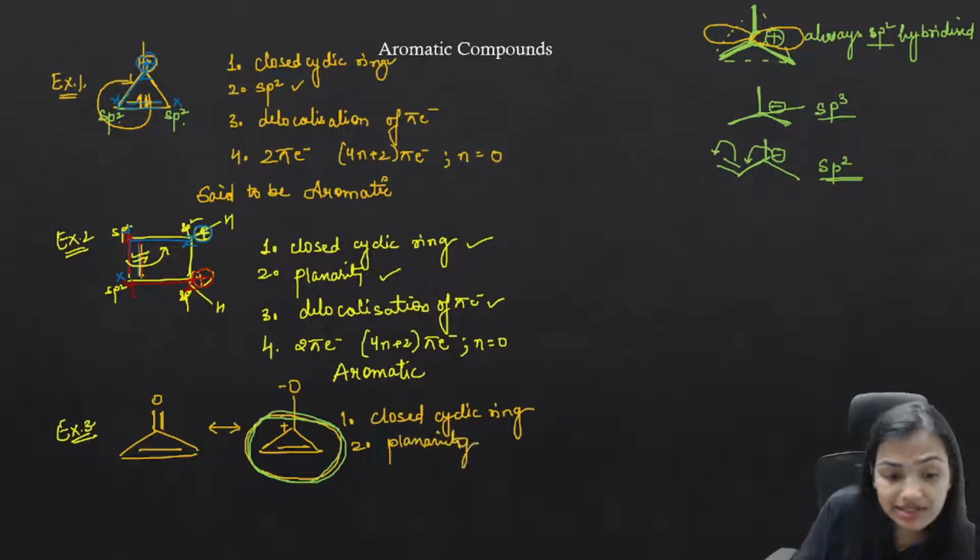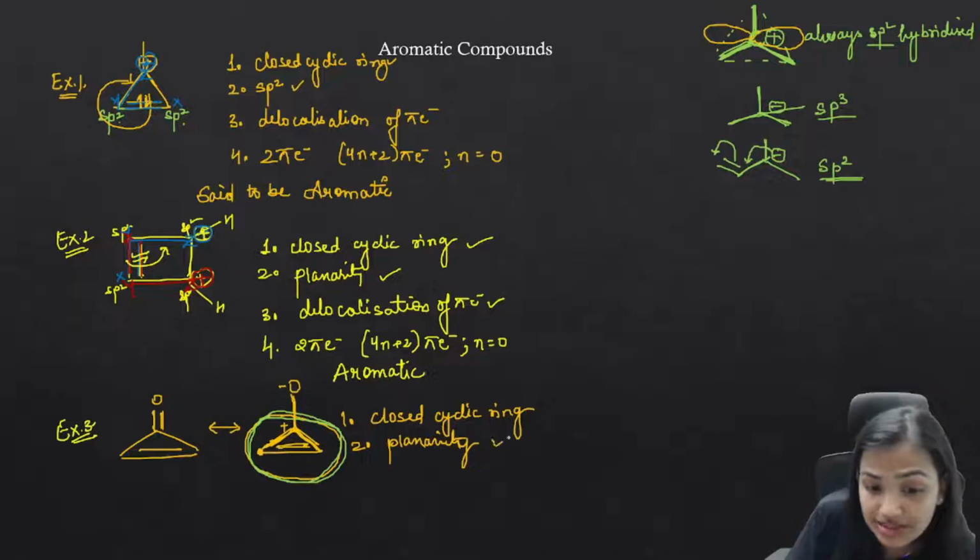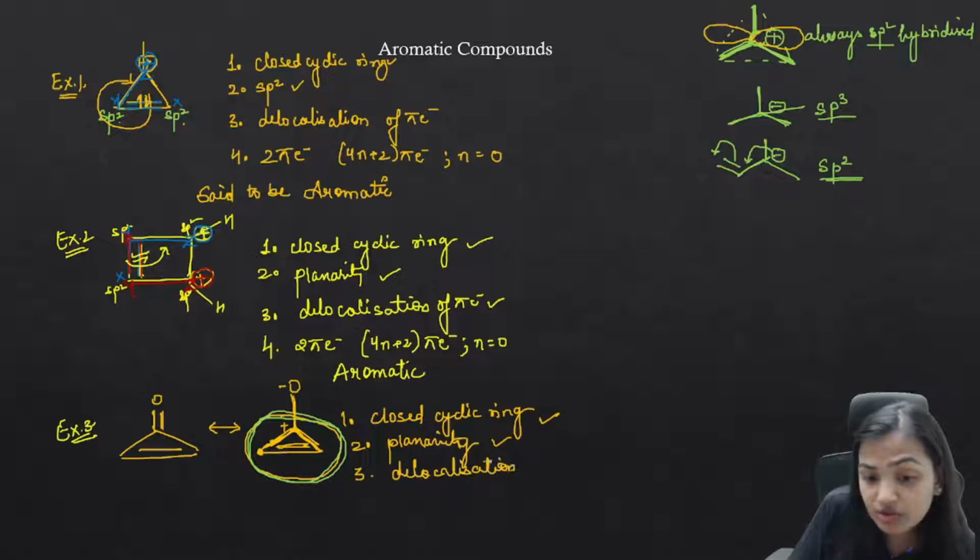As we can see, this carbon is sp2 hybridized because this is the carbocation, which is planar and has a trigonal planar geometry. This carbon having a double bond is sp2, this carbon having a double bond is sp2. So yes, they all have planarity. The third point is, do we have the delocalization of pi electrons, which is an important point for a molecule to be aromatic.